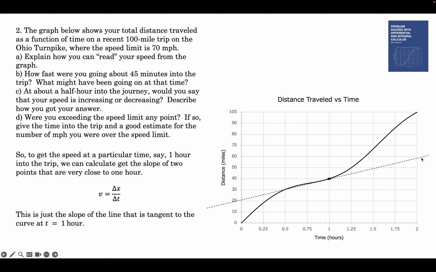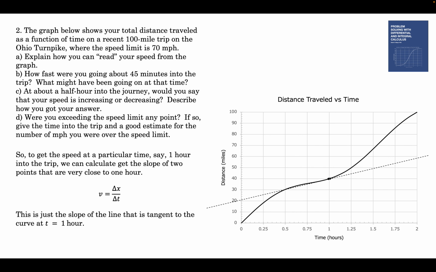I don't know, what's that, 58 miles? This looks like 21. That's 37 miles over 2 hours. The run is 2 hours. That's like 18 and a half. The slope of that tangent line is the speed at a particular point. So the answer to part A is, to get the speed, you get the slope of the tangent line.